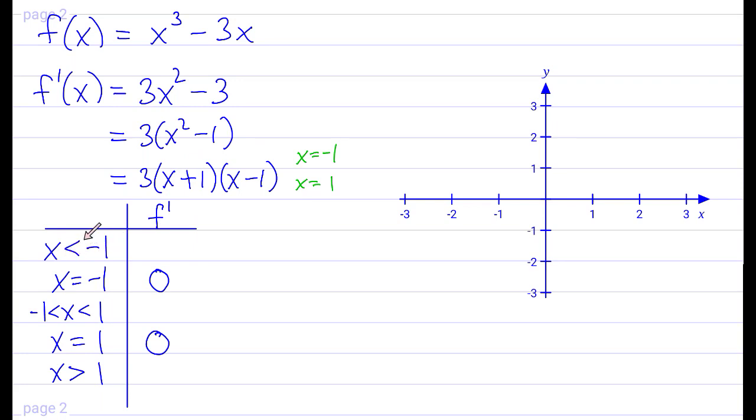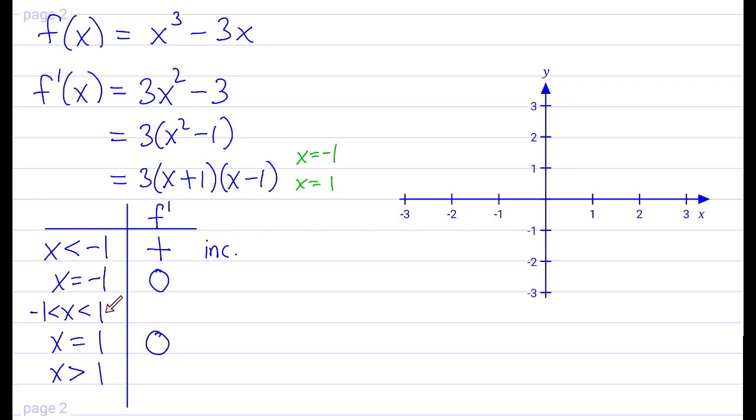So for example, what's any number which is less than minus 1? Well, I don't know, how about minus 10? If I plug in minus 10 into this term, I get a negative number. If I plug it into this term, I get another negative number. You multiply two negative numbers, you get a positive number. So the derivative for this row is going to be positive. That's an increasing part of the function. On the interval x less than minus 1, the derivative is positive, so the function's increasing.